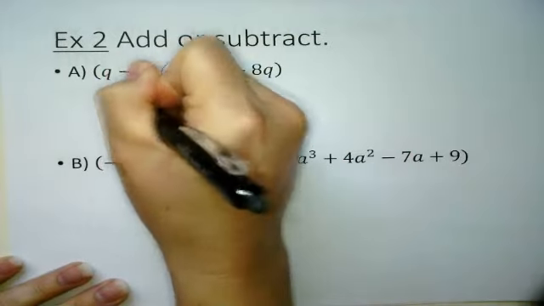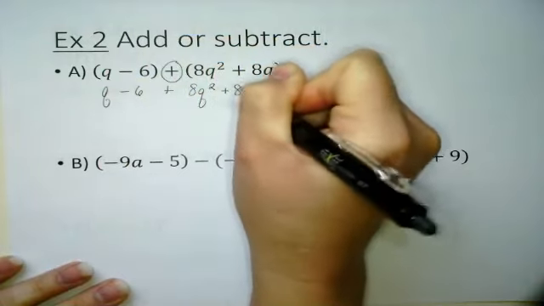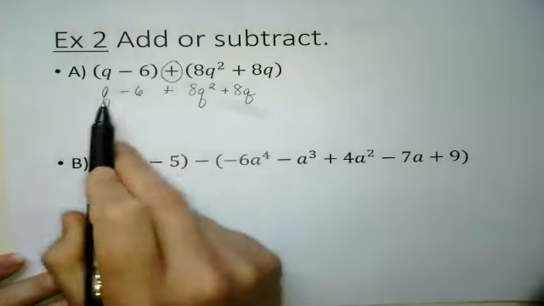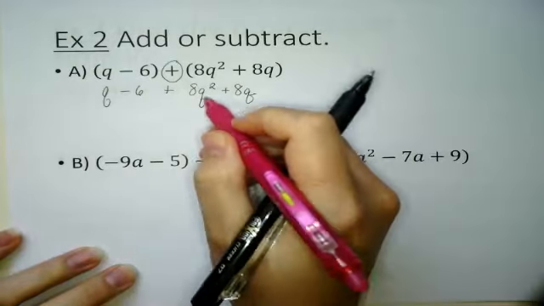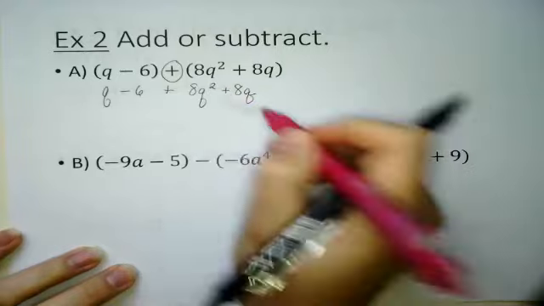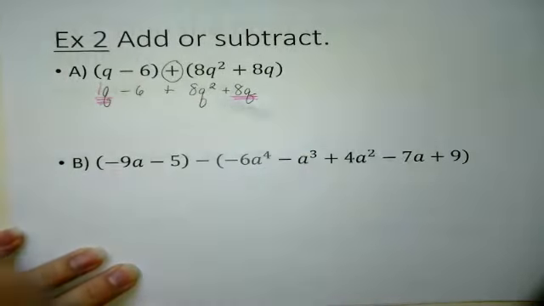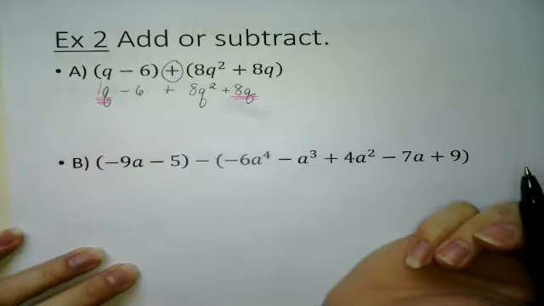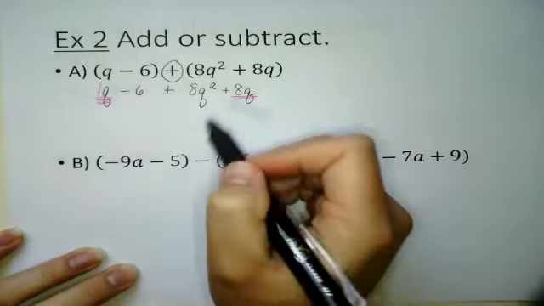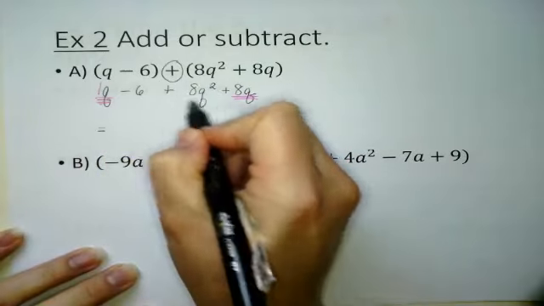So it's really just q minus 6 plus 8q squared plus 8q. And we just need to combine like terms. Like terms have to have the exact same variable with the same exact power. So my only like term here is the 1q and the 8q. And I'm not sure if they say write it in standard form, but it's typical that we write our powers in descending order. So I'm going to start with our 8q squared.